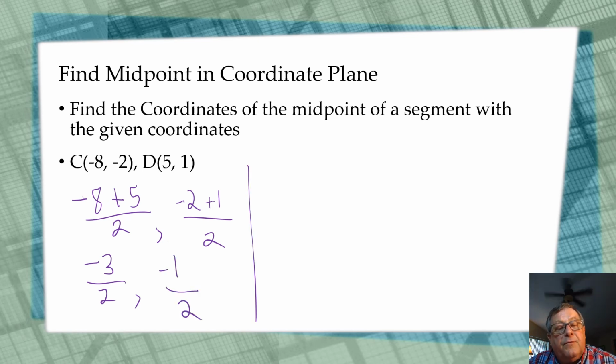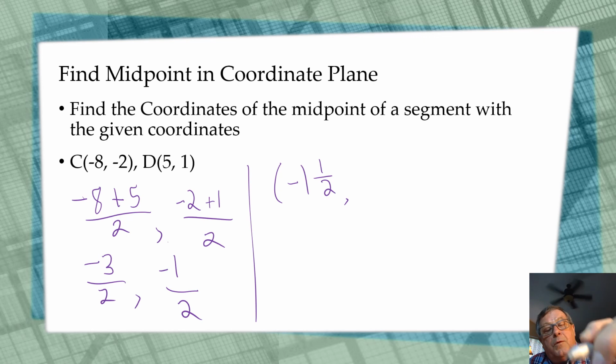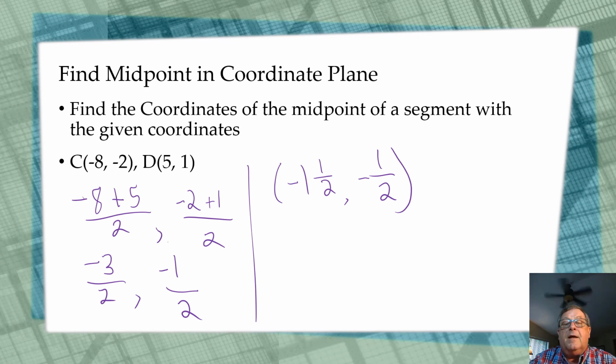And we could further simplify this. We could leave it in that form, -3 over 2, comma -1 over 2. But -3 over 2 is the same as -1.5. And the y coordinate would be -1/2. And Shazam, -1 and 1/2, negative 1/2 gives us the x and y coordinates of the midpoint of this segment CD, given the ordered pairs that we have for both C and D. Shazam.